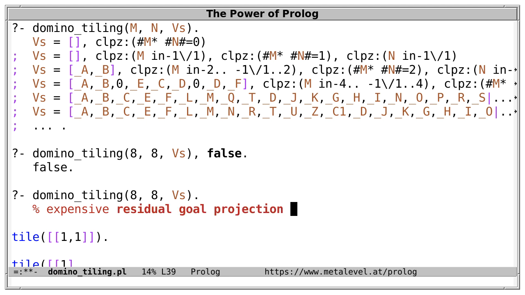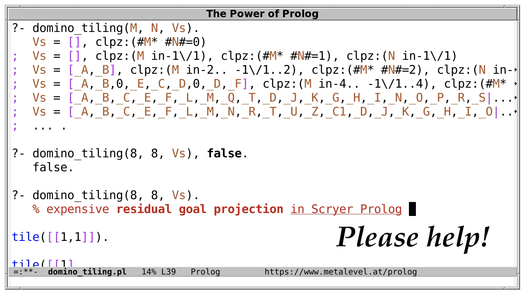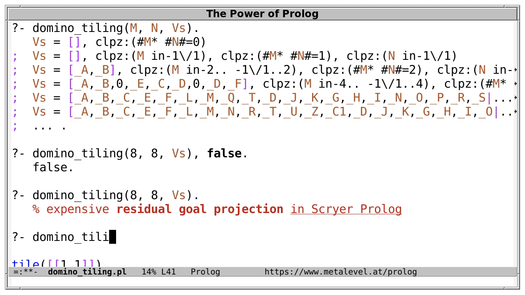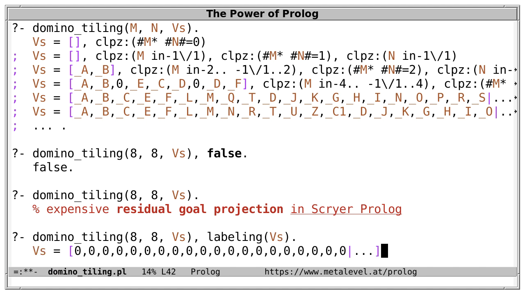It's the projection of constraints to residual goals in SICStus Prolog and in a current version. Please help to make this faster. We know it's possible because it's much faster in SICStus. And when we ask for a concrete solution via labeling, then we don't run into this problem. It still takes a while, but it finds a concrete solution much more quickly.